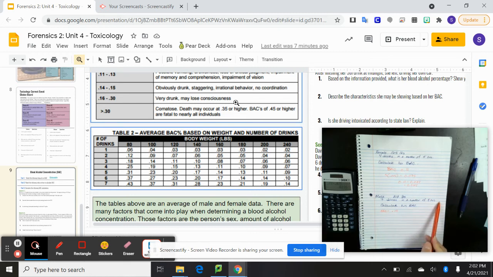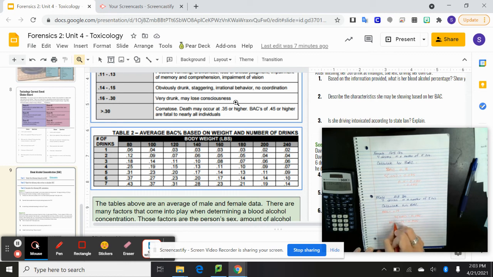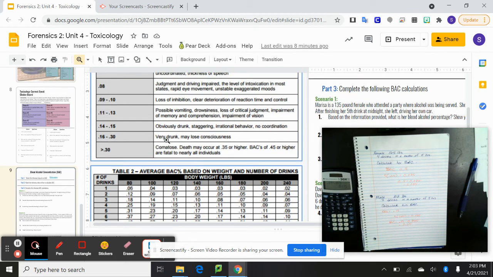But there's a new factor here. This one was also within a 5-hour time frame. So if we take that 5 hours again, times 0.015 equals 0.075. So you can take the 0.19, subtract 0.075, and we would get 0.115. Still fairly intoxicated, not to the point of being extremely drunk and losing consciousness, but there could be drowsiness, could be vomiting at this point.